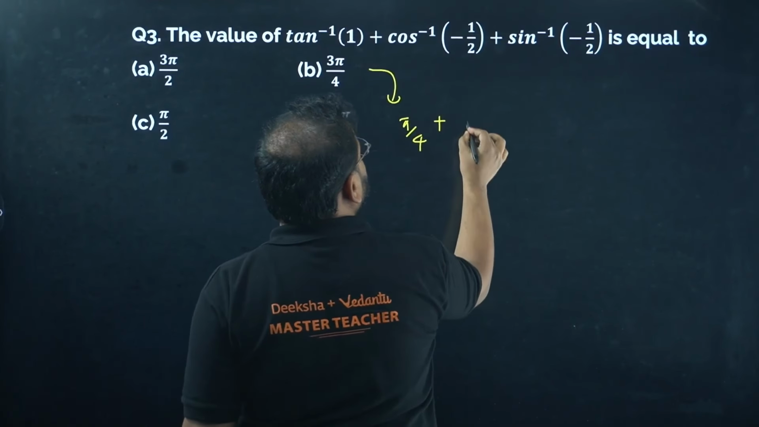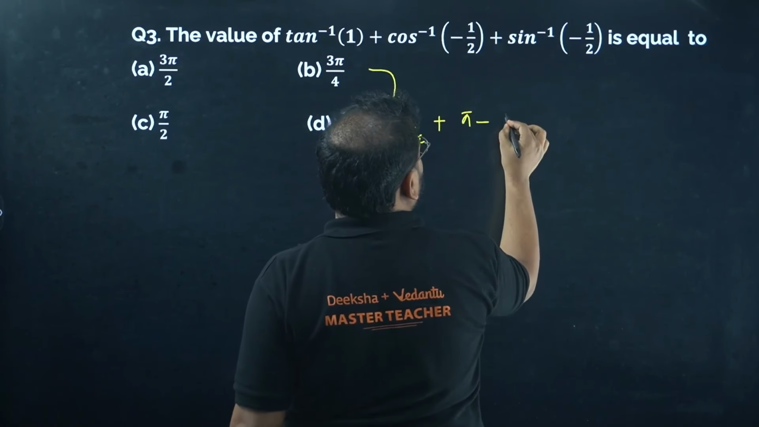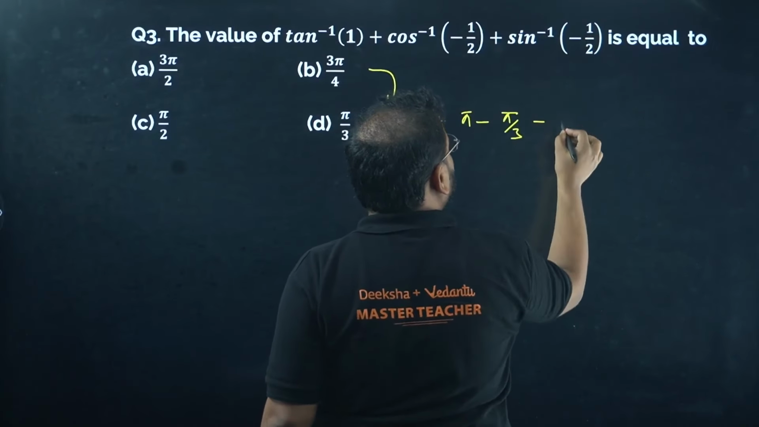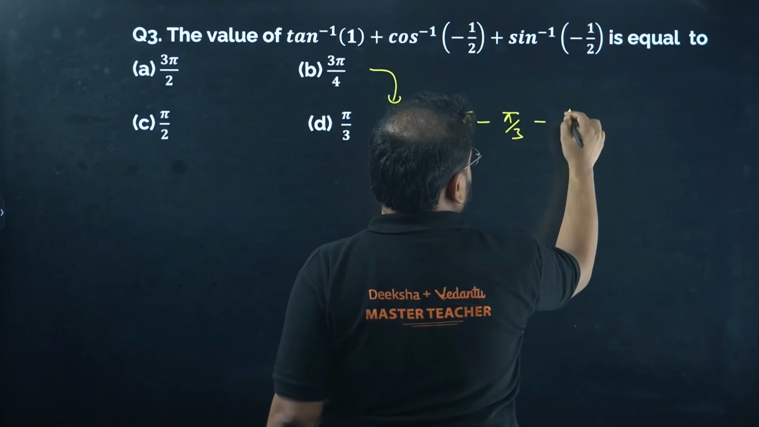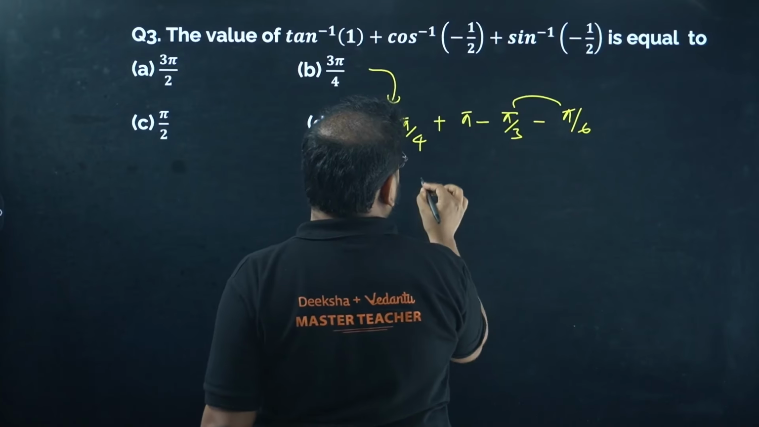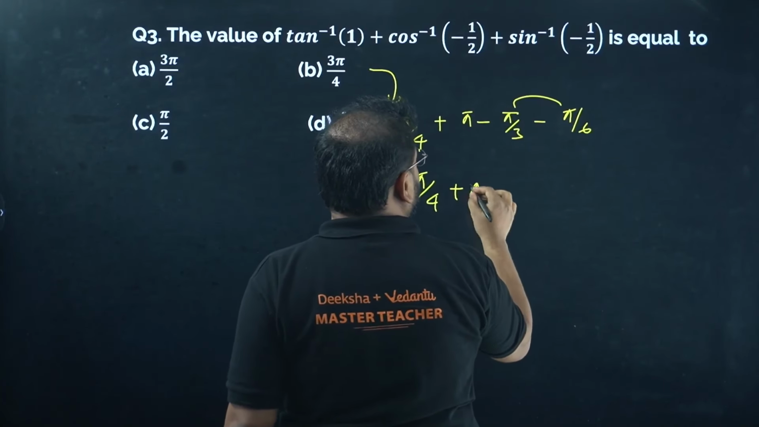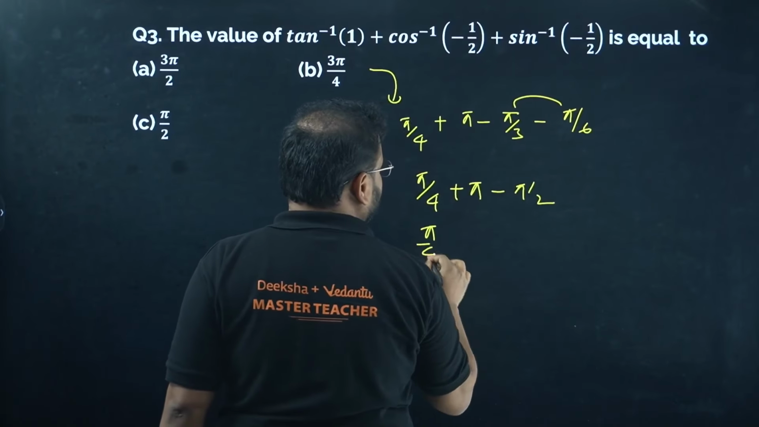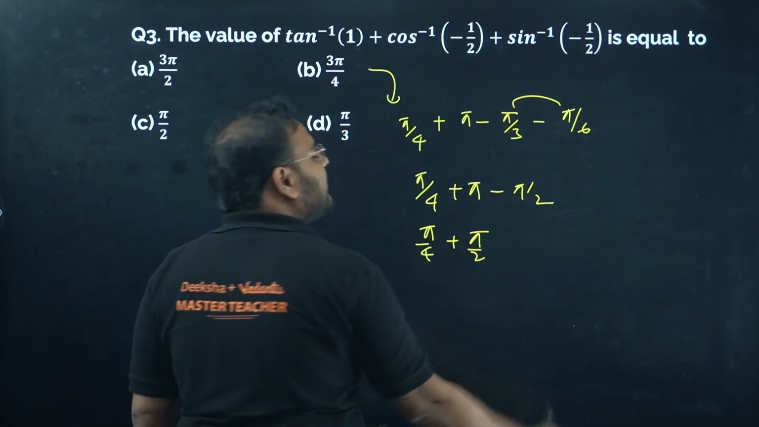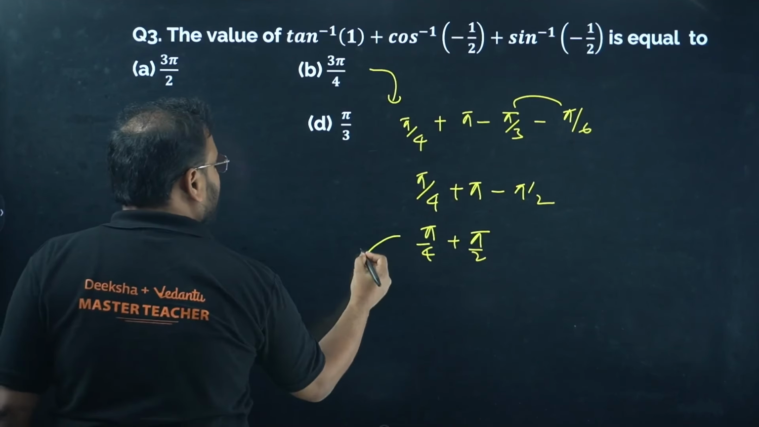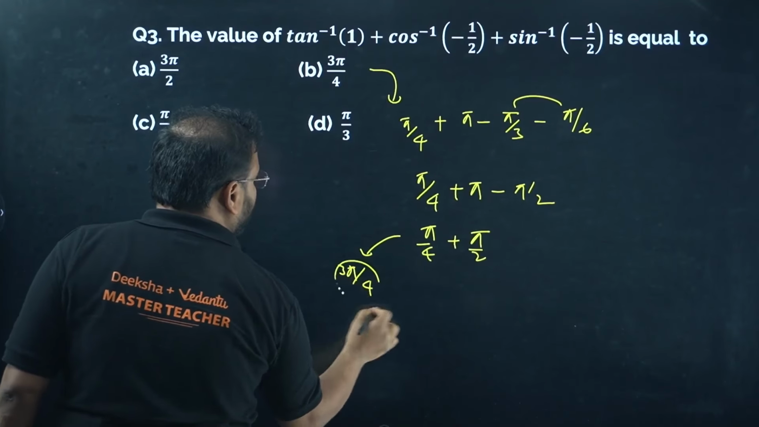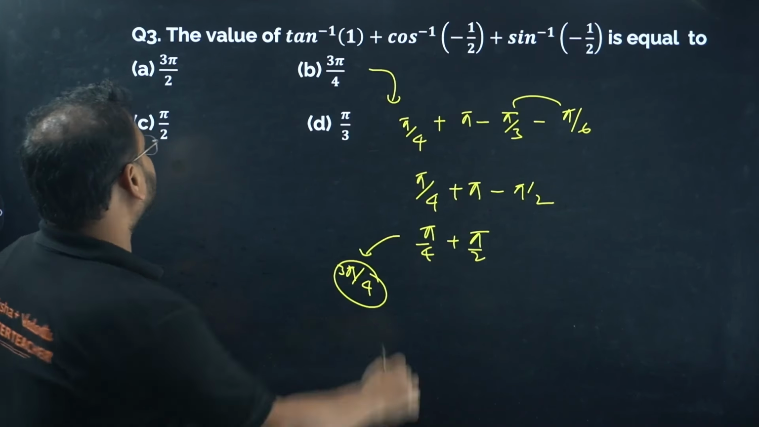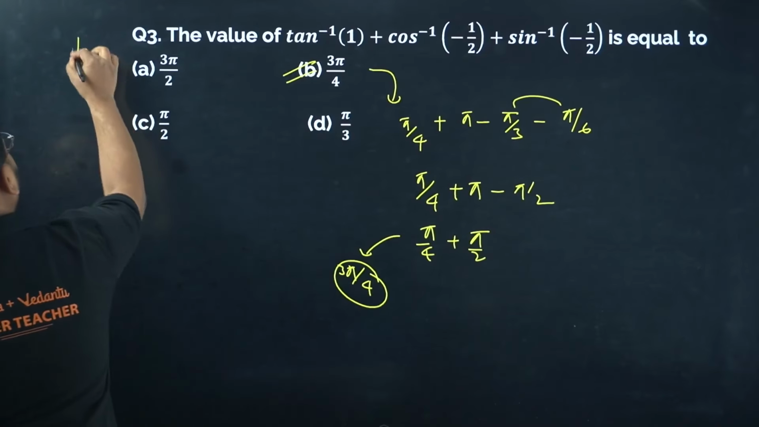The property for cos inverse is pi minus cos inverse of 1 by 2, that is nothing but pi by 3. Sin inverse of minus 1 by 2 is minus sin inverse of 1 by 2, again pi by 6. Please check: this is pi by 4, and 60 plus 30 becomes 90. Check again: pi by 4 plus the difference of 180 and 90, which is 90. Add these two and you reach the value 3 pi by 4, that is 90 plus 45. Correct? Yes. 3 pi by 4 is the answer, which is option B.